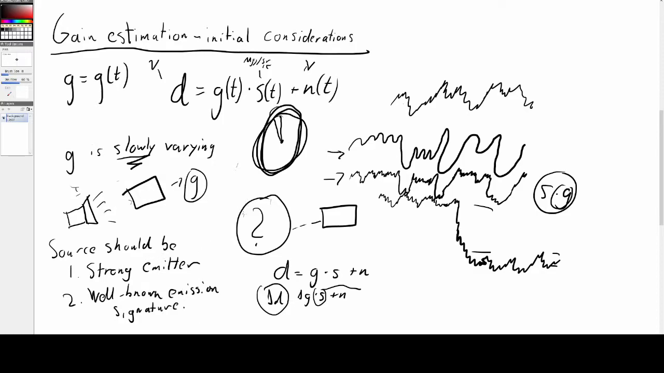And then a couple of things we should be looking for in our sources. And we will be talking about what kind of sources we are using that have these properties.